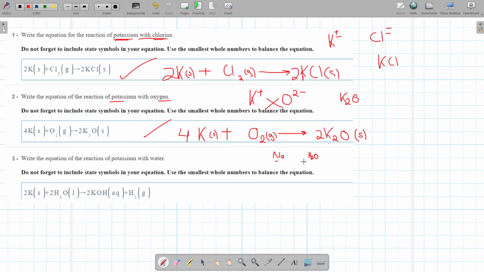Since it's potassium with water, and water isn't an element, there's no crisscross. But you have to memorize that any alkali solid, let's call it AL, plus water gets you the base, and the compound formed is the alkali solid OH. You have to memorize it. So it's the alkali hydroxide.